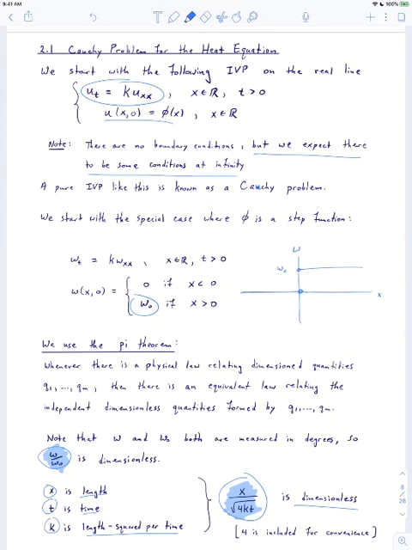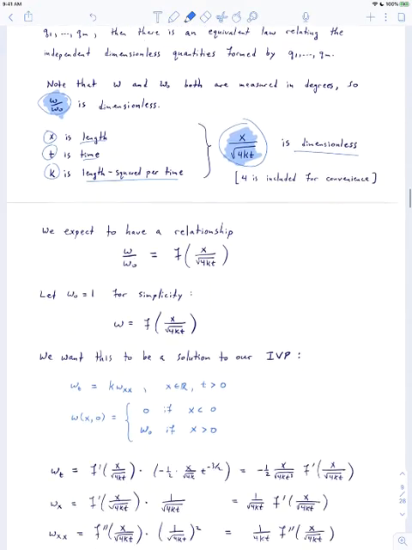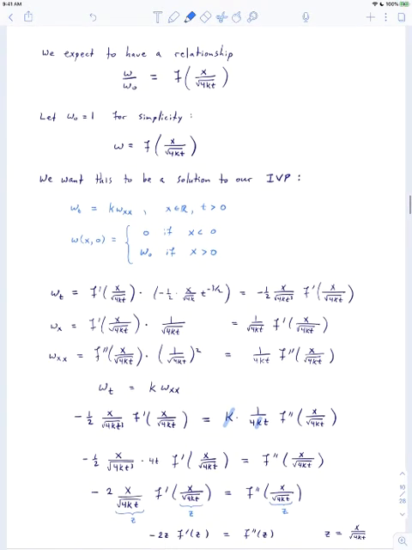So the pi theorem says to us that there should be some relationship between these two dimensionless quantities, which is in some sense equivalent to the law that we have governed by the heat equation. So we expect a relationship like this. So we expect that there's some function f which relates the two quantities to each other. Now we don't know anything about f at this time. We just expect that there should be some f that makes this relationship hold.